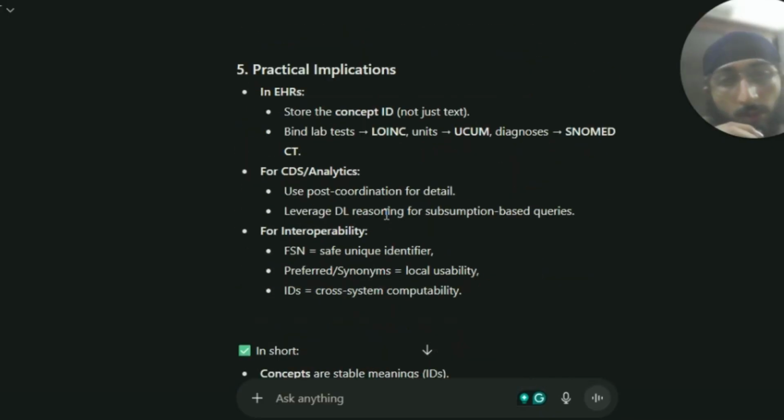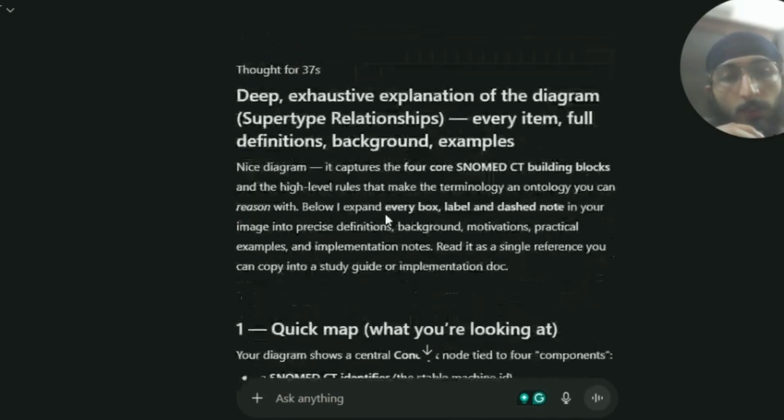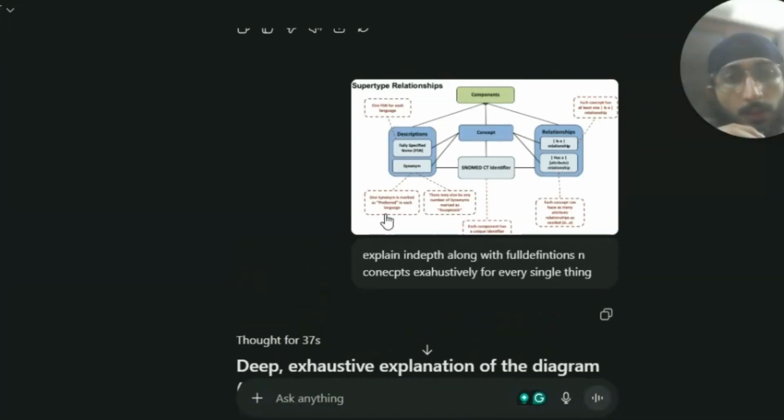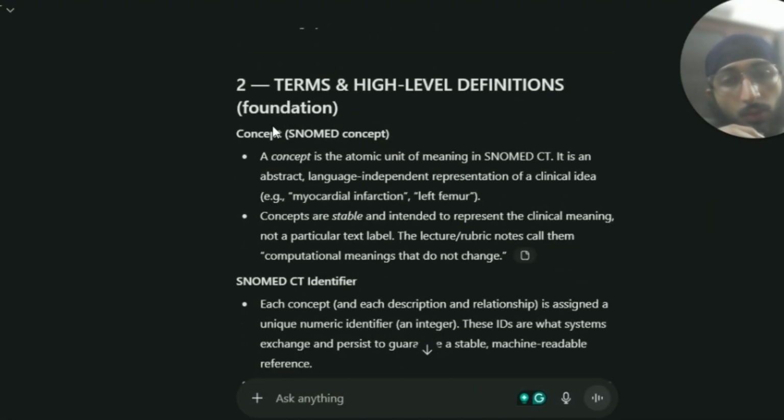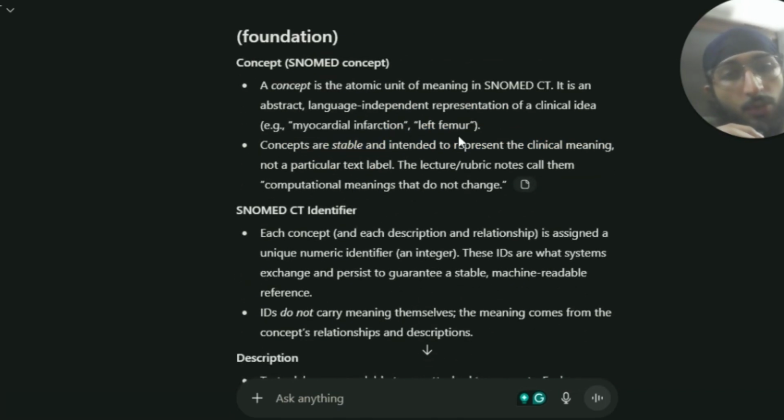Next up, we will go over to the part where we are discussing the concepts. I think we have already covered concept, which is the atomic unit of meaning in SNOMED CT. It's an abstract, language-independent representation of a clinical idea, like myocardial infarction. Concepts are stable and intended to represent the clinical meaning, not a particular text label.